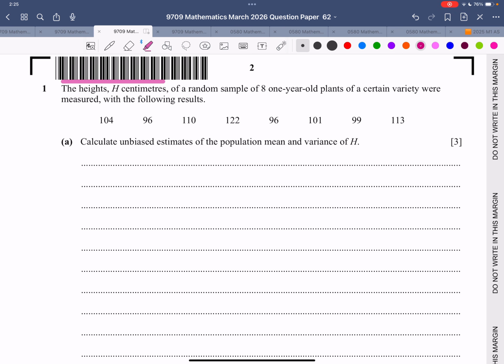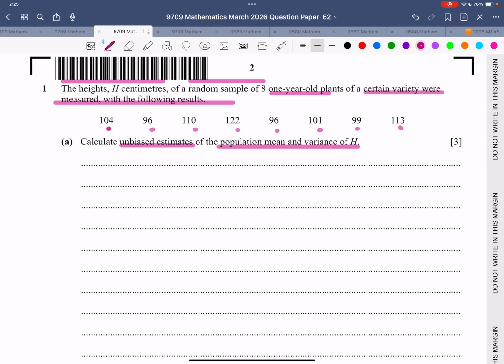The heights in centimeters of a random sample of 8 one-year-old plants of a certain variety were measured with the following result. So 1, 2, 3, 4, 5, 6, 7, 8. That's the 8 pieces of info. Calculate unbiased estimates of population mean and variance.